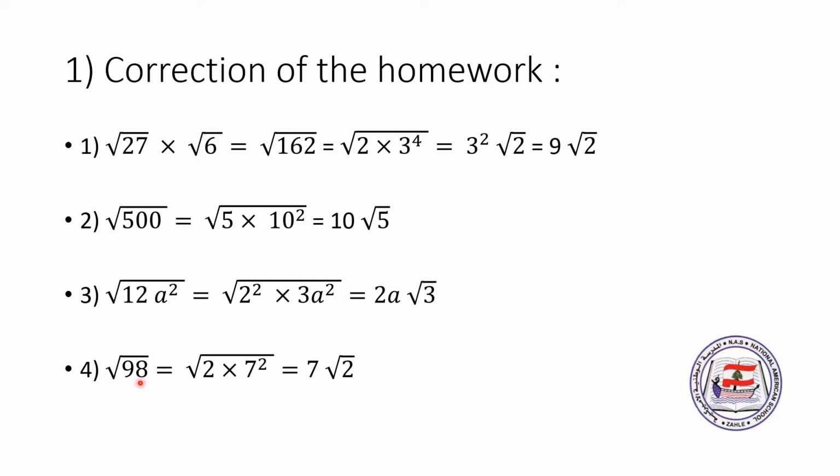And number 4, square root of 98. The writing of 98 into product of prime factors is 2 times 7 to the power of 2. So reducing this square root writing, we will get 7 radical of 2.